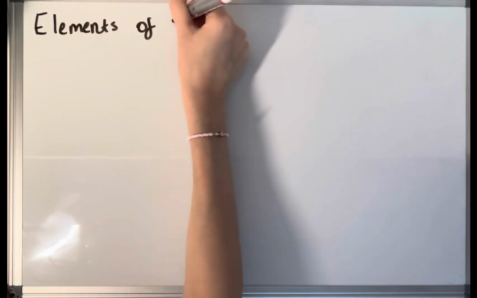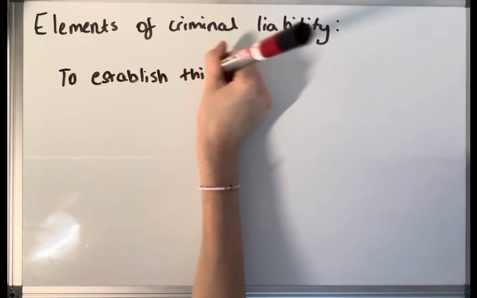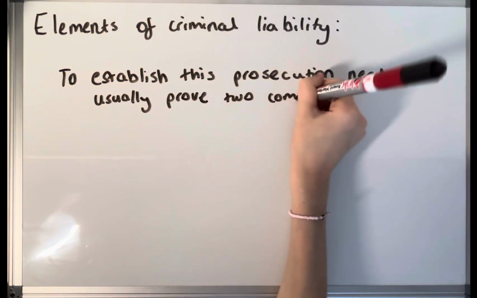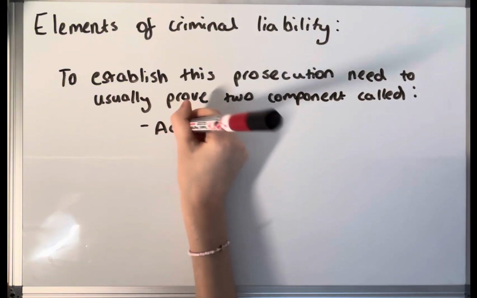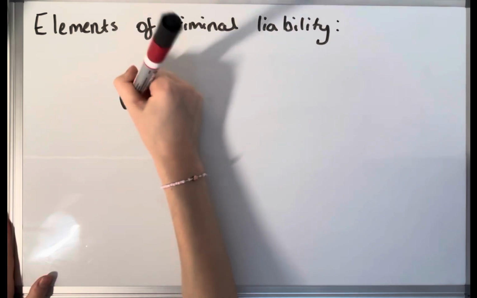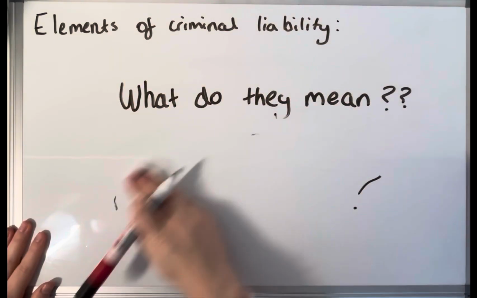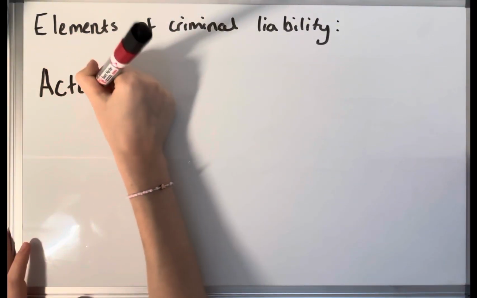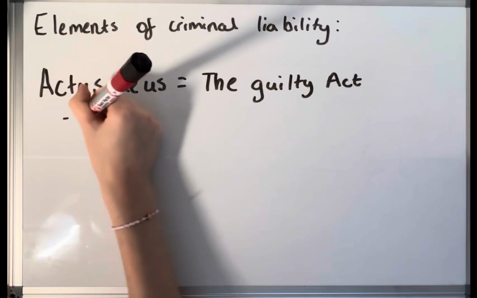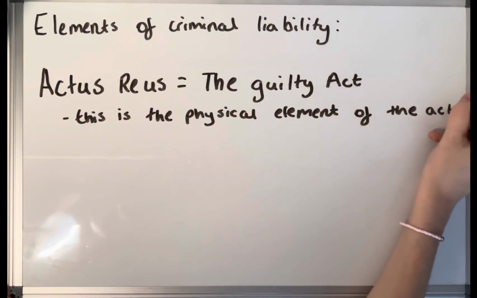Next, we'll be looking at elements of criminal liability. So who is liable? To establish this, the prosecution usually need to prove two components called the actus reus and mens rea. So what do these mean? Now, it is in a different language, but long story short, actus reus is the guilty act. This is the physical element of the crime or act.